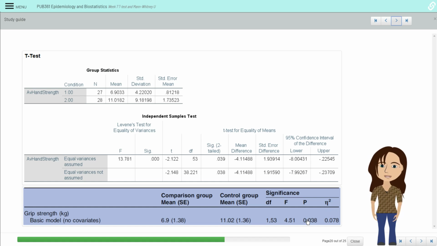What I would like you to do is look at the p-value and actually just look at the means and make a judgment call. Do you feel that this is a big effect or a small effect?